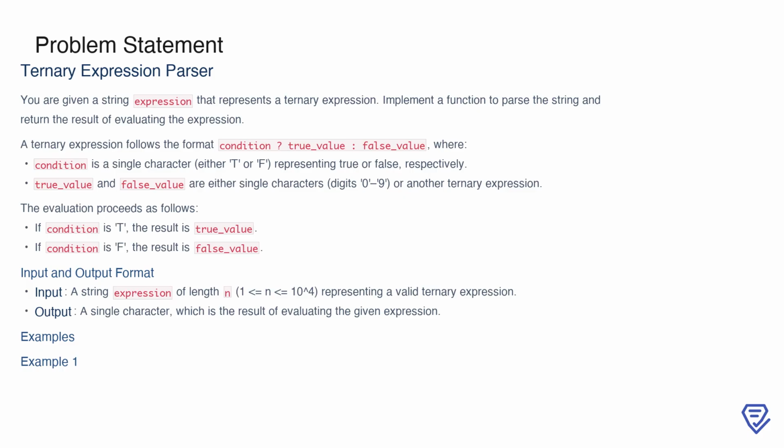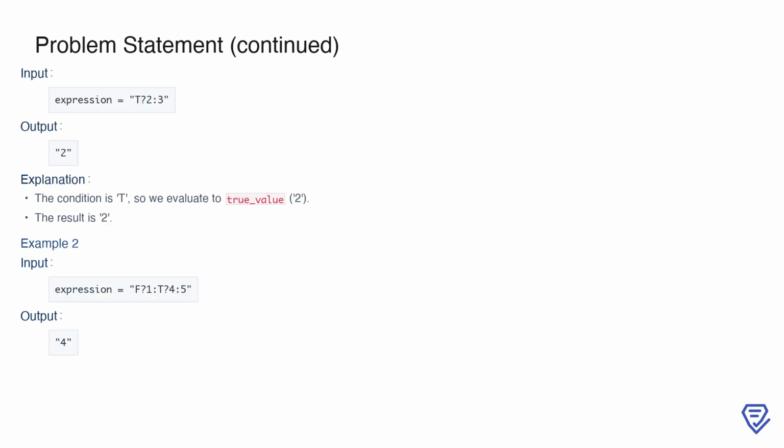To evaluate such an expression, we simply check the condition. If it's T, we return the true_value. Otherwise, if it's F, we return the false_value. The input is guaranteed to be a valid ternary expression of length between 1 and 10,000, and the output will be a single character as the result of evaluating the expression. Let's look at some examples to understand this better.